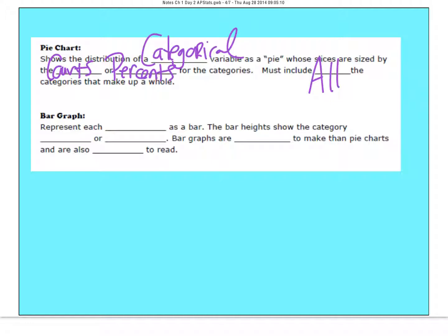How about a bar graph? Well, a bar graph represents each category as a bar, so it looks like the categorical variables. The bar heights show the categories, again, counts or percents. Now, bar graphs tend to be easier to make than pie charts, and they also tend to be easier to read.